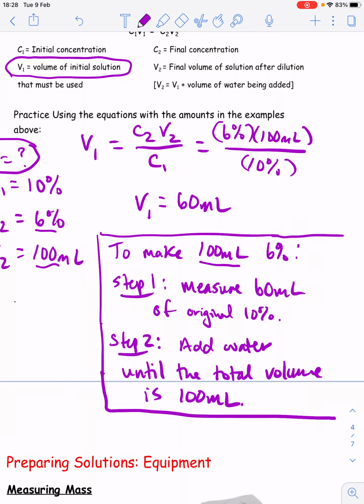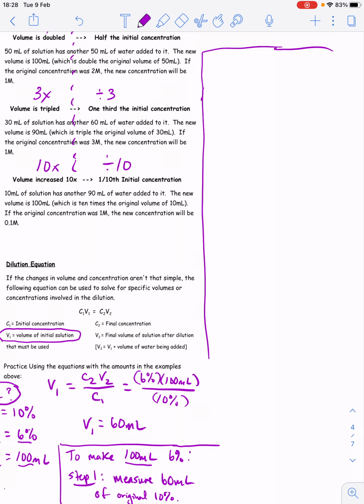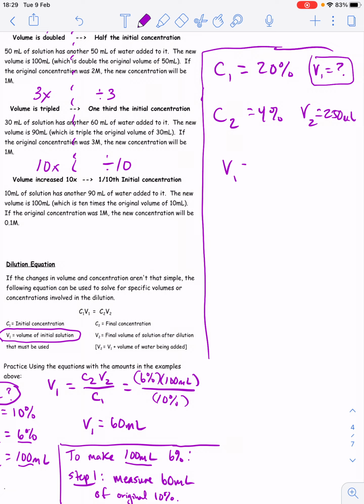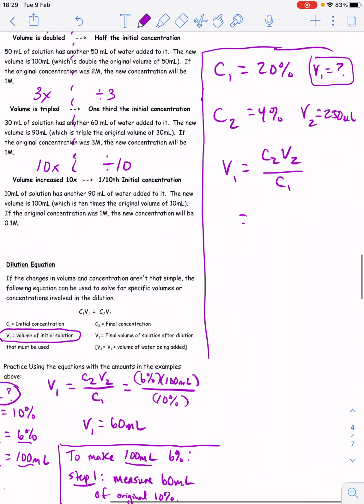Let's do one more example just to make sure that we know what's going on here. Again, let's say this time we start with a concentration that is 20%. We don't know how much of that to use; that's what we're going to try to find. But we do know that we want to make a 4% solution, and this time we're going to need 250 mLs of that 4% solution. To set up our equation again, C2V2 over C1 will equal V1. So now I plug in: I want to make a 4% solution, and I want 250 mLs of it. I'm starting with a 20% solution. If we do that math out, 4 times 250 is 1,000, divided by 20 is 50.